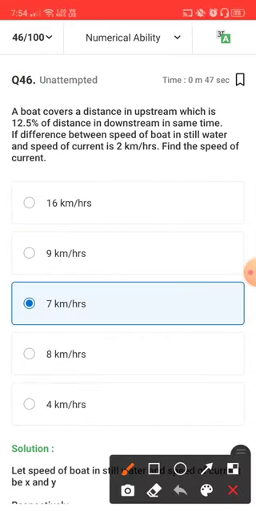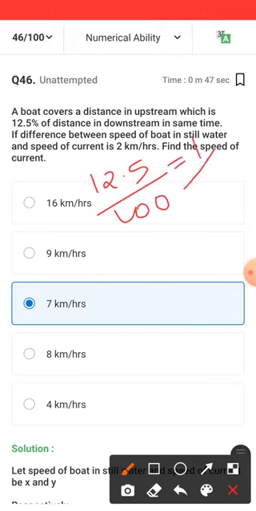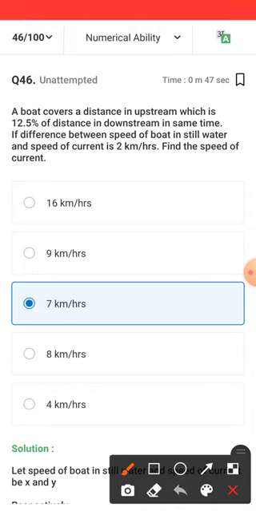Now another question. A boat covers a distance in upstream which is 12.5% distance in downstream. So here we can see the same, it can travel in downstream, it requires 1 by 8 the time, because 12.5 percentage, 12.5 by 100 is 1 by 8. So we can say the time requirement is 8:1. So the speed is in the ratio 1:8.